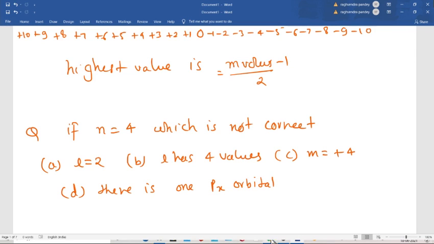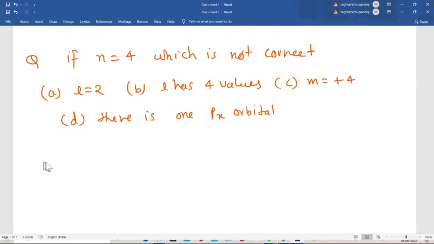Yes, Aparajita. C. Yes, that is incorrect. Very good. Now here you see this one is correct because we just gave this. So values of L: values of L is equal to n. So n is 4. So L has 4 values. L has 0, 1, 2, 3 values.